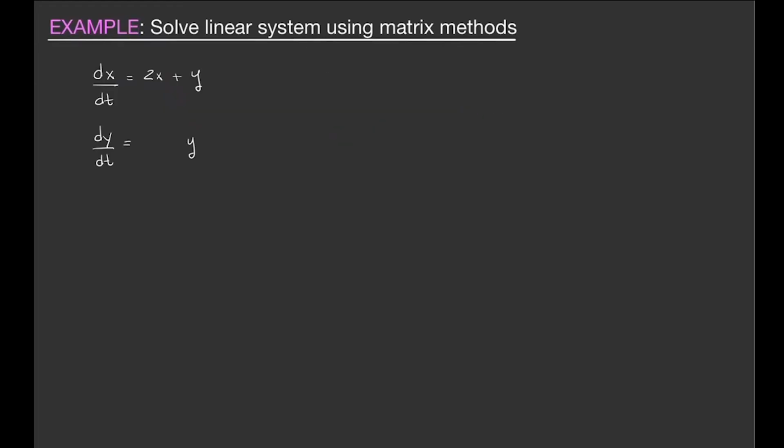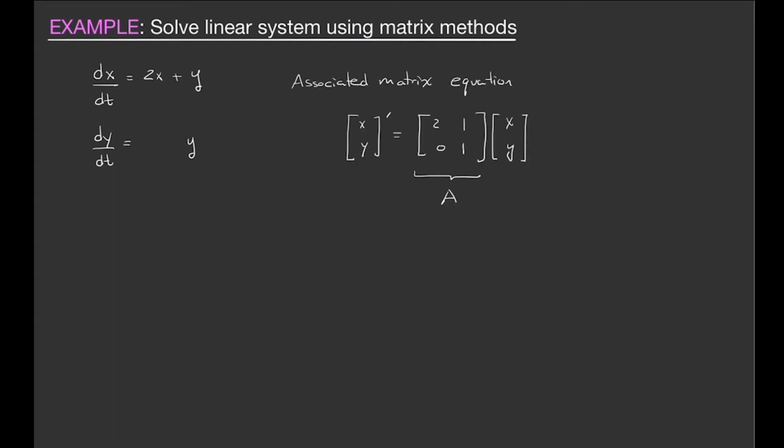Say we have the linear system dx/dt is equal to 2x plus y and dy/dt is equal to just y. The associated matrix equation to this system looks like this. Writing this is the same thing as writing this in a matrix form. Where note, if you were to multiply this matrix times this matrix, where I'm calling this a matrix, but it's just a 2x1 matrix, times this 2x2 matrix, then you would get this one.